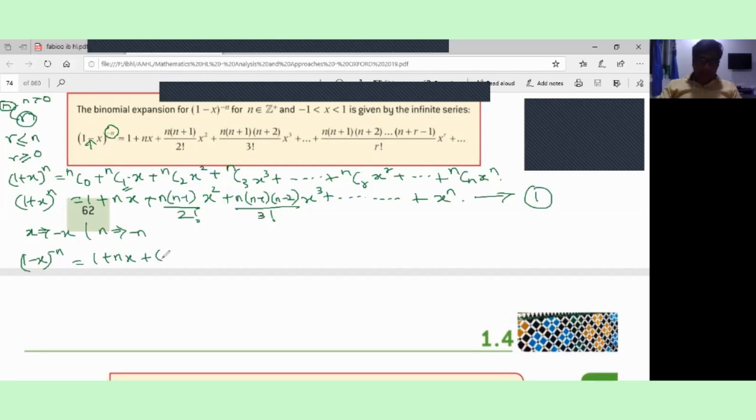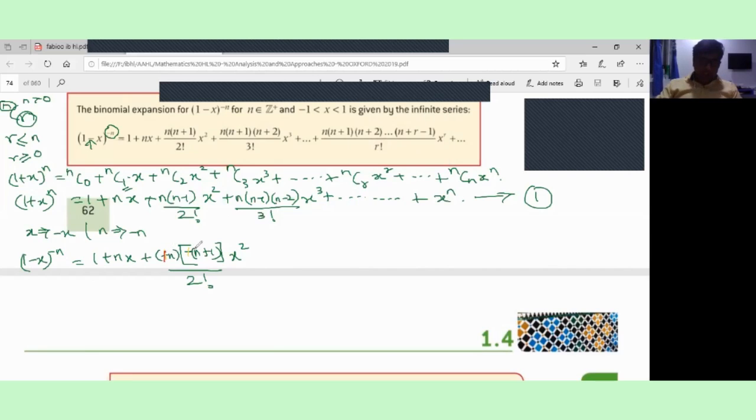Next, this is minus n, and minus n minus 1 can be written as minus of n plus 1, whole bracket, upon 2 factorial, into minus x square, which is x square only. So this minus and this minus get cancelled and become plus. I hope that is understood, guys. Clear? So now see your answer: n into n plus 1 upon 2 factorial, into x square.